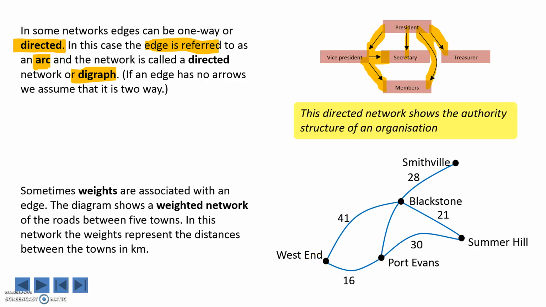Sometimes we will add weights to our edges to give us a sense of distance to that spot. So from West End to Blackstone, it's say 41 kilometres, or it could be in fact a 41-minute drive. See what the question is implying. In this case, it's a distance. So from Port Evans, it's 30 kilometres to Summerhill.